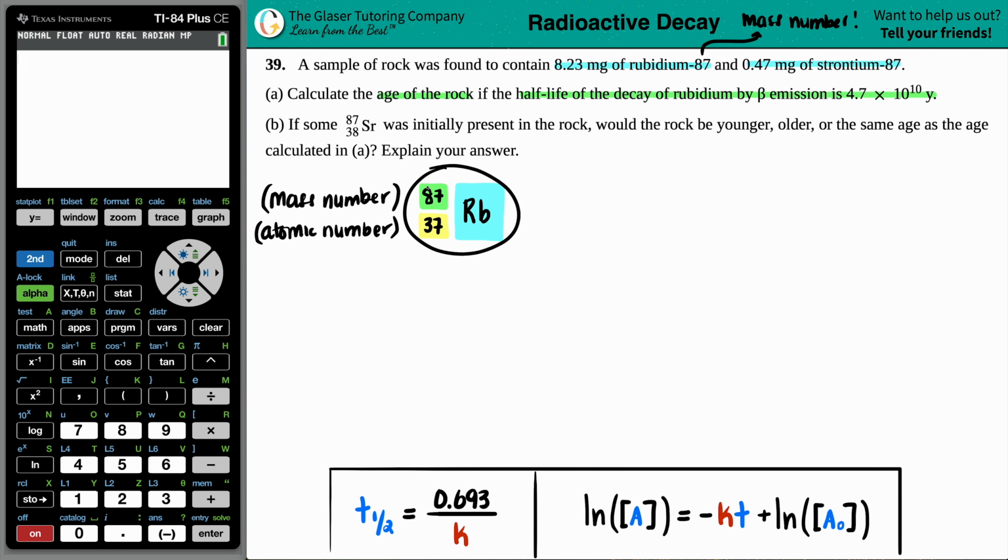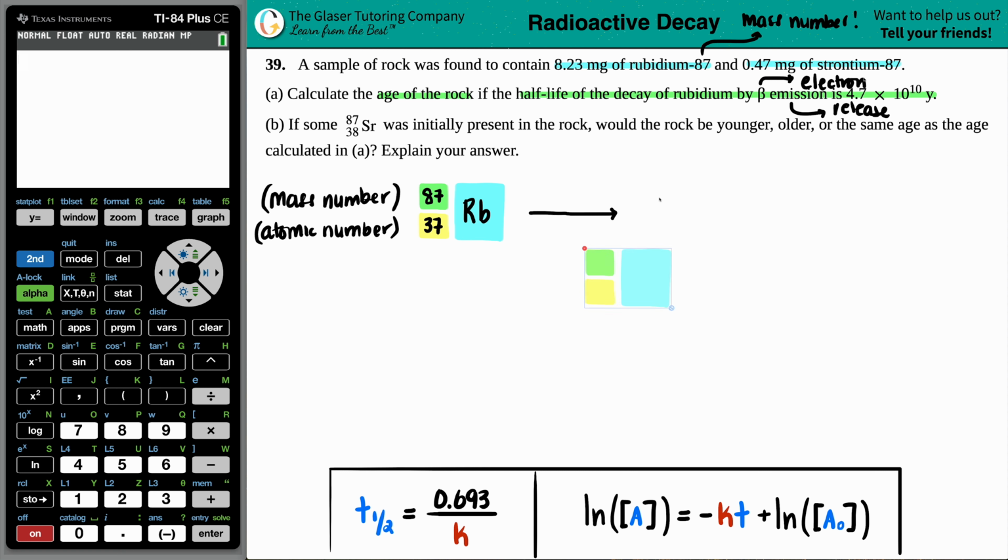Okay, so we're good here. Now it's undergoing beta emission, right? And if you're emitting anything, it doesn't matter whether it's alpha emission, beta emission, or positron emission, emission means that you're releasing whatever they're talking about. It's releasing a beta particle. So I know that when this guy breaks down, it's going to release that beta particle, and the beta particle is the same thing as saying an electron.